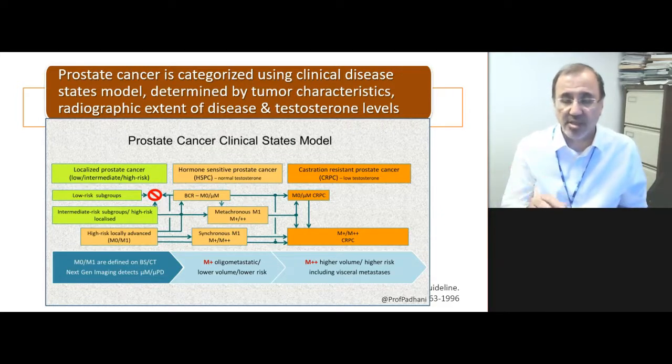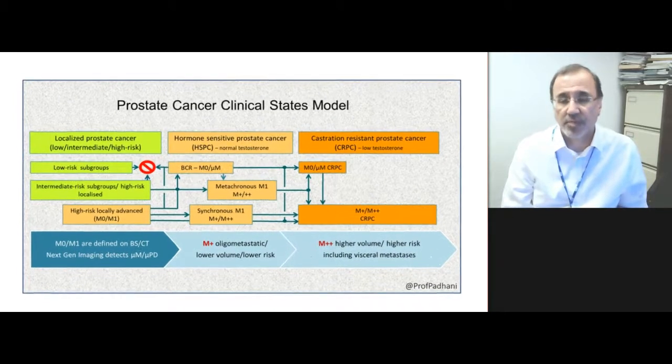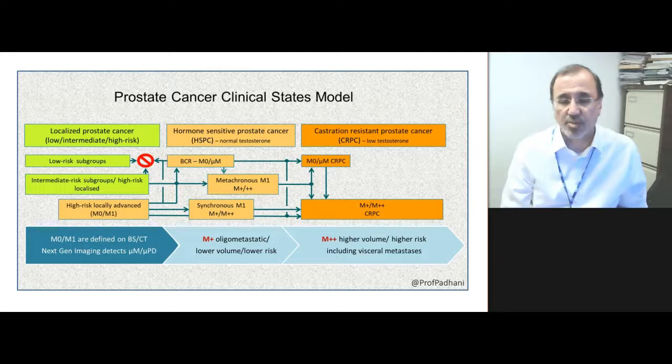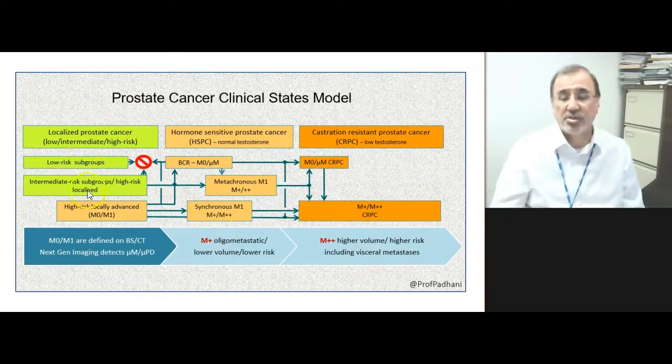We all know that prostate cancer is categorized using the clinical disease states model determined by the tumor characteristics, its radiographic extent on bone scans and CT scans, and on testosterone levels. So here are the typical prostate cancer states. You can see localized disease on the left-hand side and more advanced states here on the right.